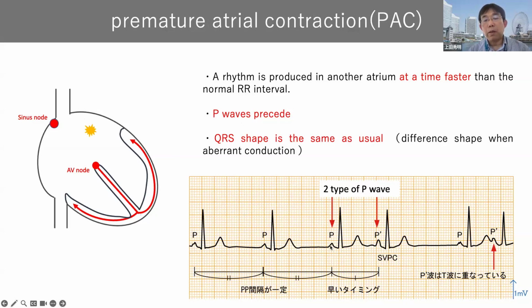So as you can see, there are two types. This is the normal type, and this is the PAC type here, but the QRS is the same. And sometimes this abnormal P wave will happen during the preceding T wave, so it will sit on top of it, something like this.